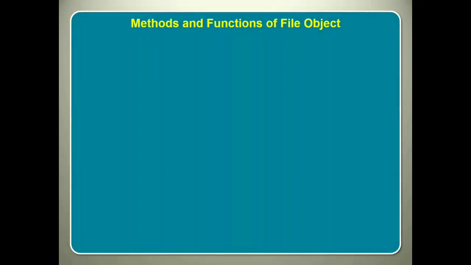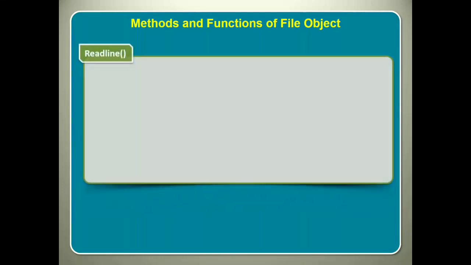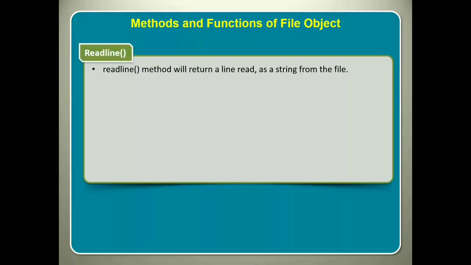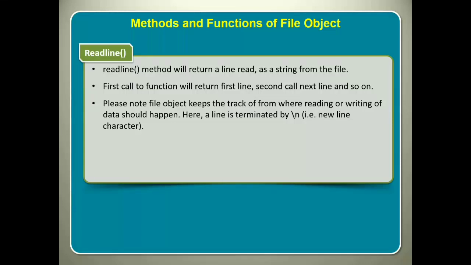Let us look at the methods from the file. Readline. This method will return a line read as a string from the file. First call to function will return first line, second call, next line, and so on. Please note, file object keeps the track of from where reading or writing of data should happen.